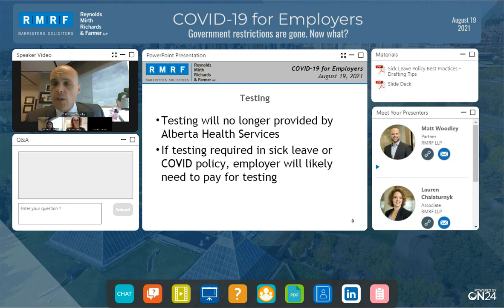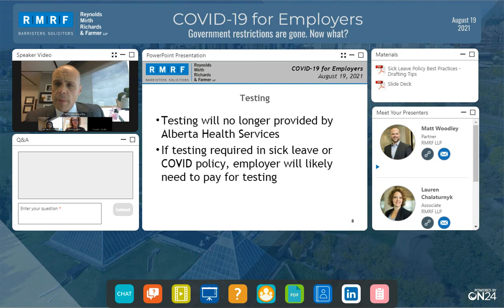And the policy also needs to make sure that it sets out the fact that where an exemption is granted, the employer does have the ability to impose additional rules that would still address the risk of transmission in the workplace. And that can be, for example, rapid testing. It can be issues with respect to masking and other personal protective equipment, or potentially working from home.